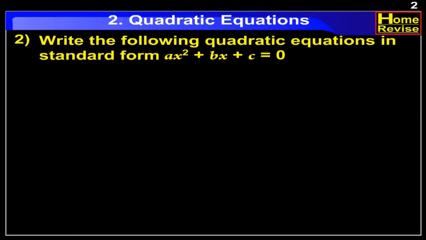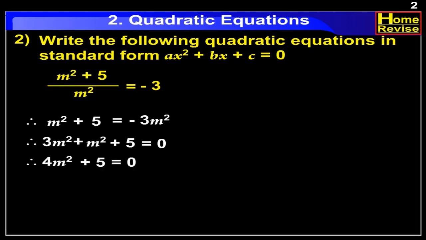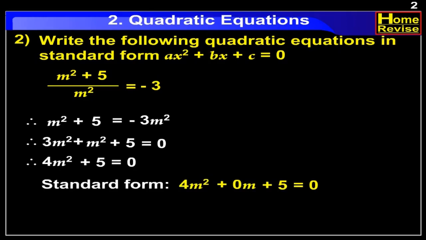Write the following quadratic equations in a standard form. ax² + bx + c = 0. m² plus 5 upon m² is equal to minus 3. Therefore, m² plus 5 is equal to minus 3m². Therefore, 4m² plus 5 is equal to 0. The standard form is 4m² plus 0m plus 5 is equal to 0.